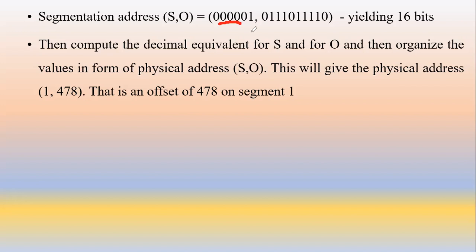From there then, we compute the decimal equivalent for the segment and for the offset. And then we organize the values in the form of a physical address (S, O). This will give the physical address of (1, 478). We close the bracket. That is an offset of 478 on segment 1.